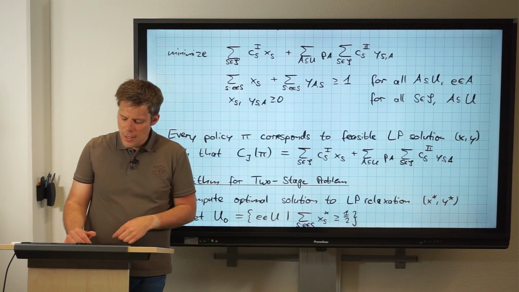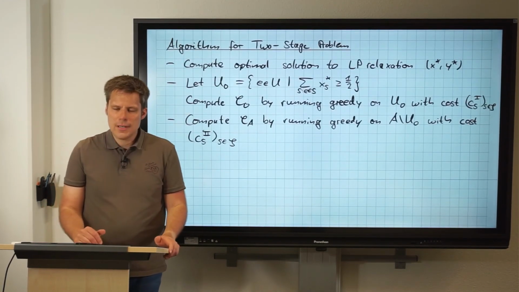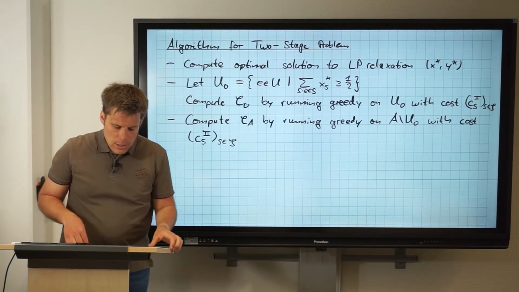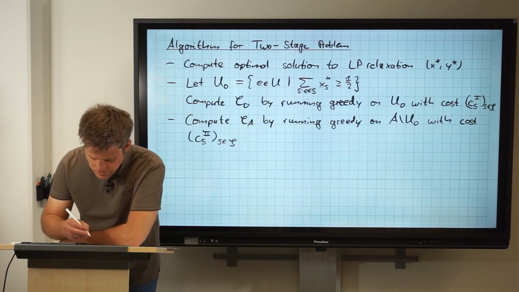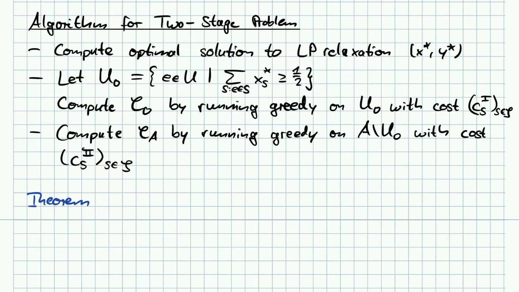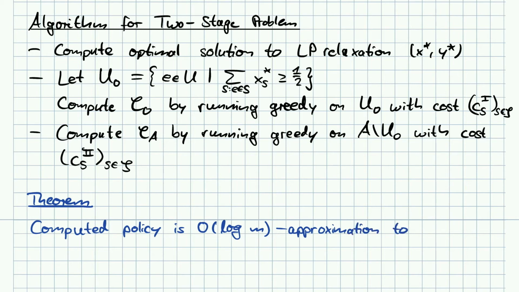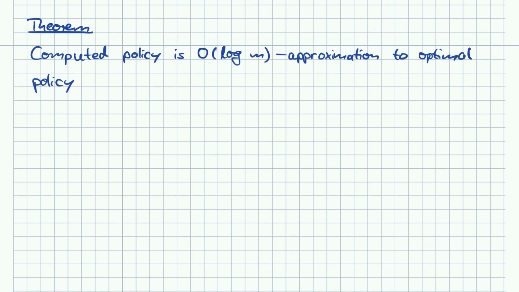Because what I want to talk about now is why does this approach give us a good policy? And what we'll now be able to show is the following. We'll be able to show that the computed policy is an O of log m approximation to the optimal policy. And what does this mean? What do we want to prove?